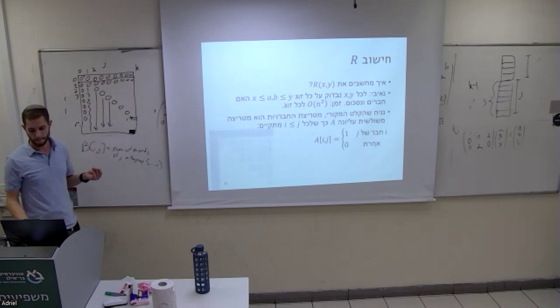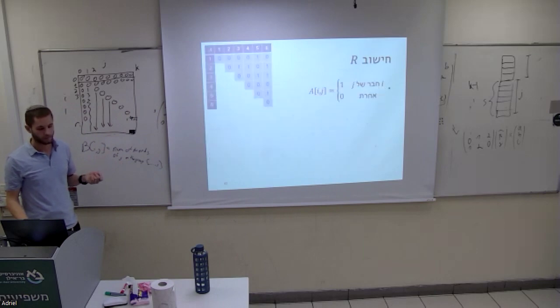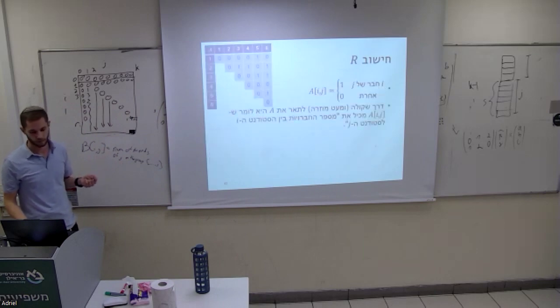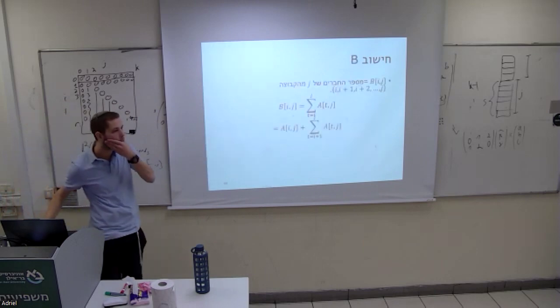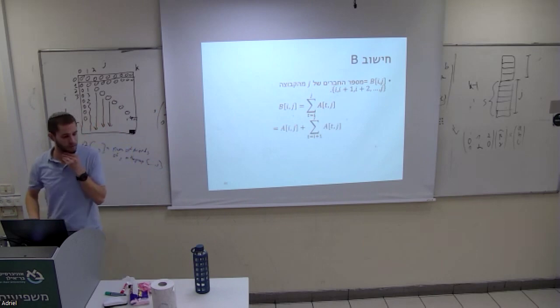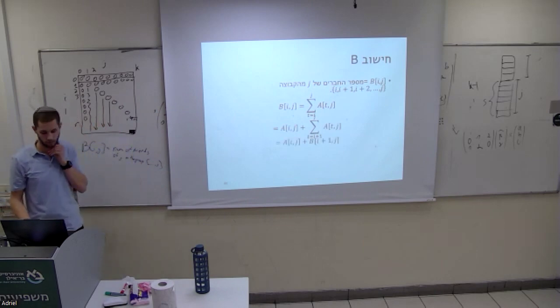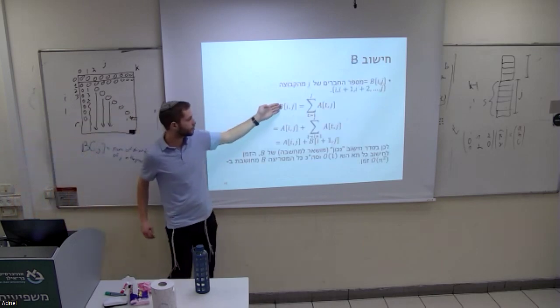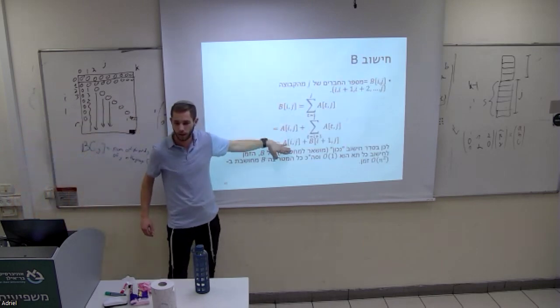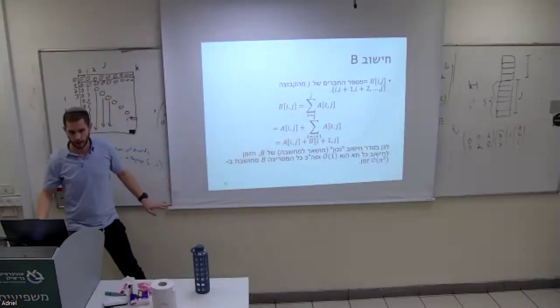Sum of Bif for f from i to j, and then divide it by 2. Calculate R. Okay, sum of Bif for f from i to j. Exactly. We're going to do the same thing we did here with B. We do the same thing with R.